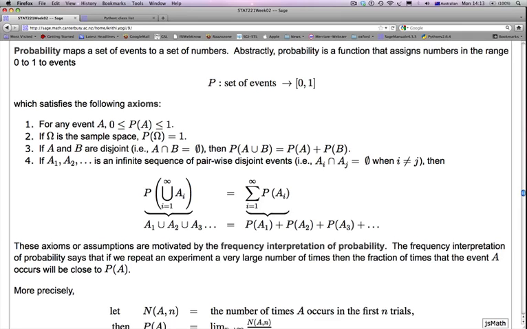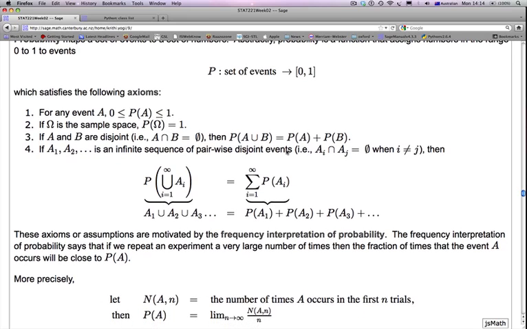The third axiom says if A and B are disjoint, that means if the intersection of A and B is the empty set, then probability of A union B is simply probability of A plus the probability of B, where P of A is just a number in the interval 0, 1, and P of B is another number in the interval 0, 1, and this equality has to be satisfied for disjoint events A and B, sometimes called the addition rule.